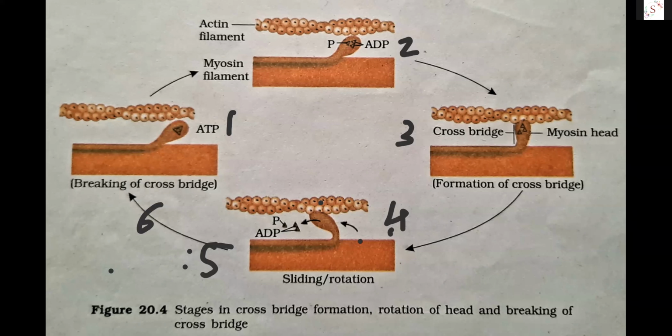Jugal, go ahead. Yes, sir. Bending of the cross bridge makes the thin filament slide inwards towards the M line. Exactly. All of you remember the word sliding, because this theory is called the sliding filament theory. So we have to use this word: sliding of the thin filament inward towards the M line. Shreya, we can't say that the cross bridge is bending inward towards the M line.